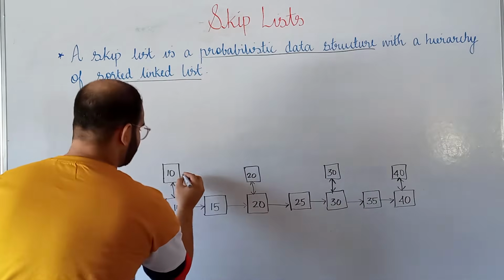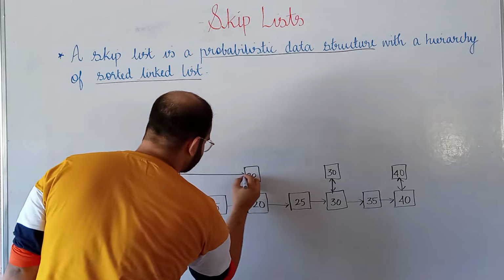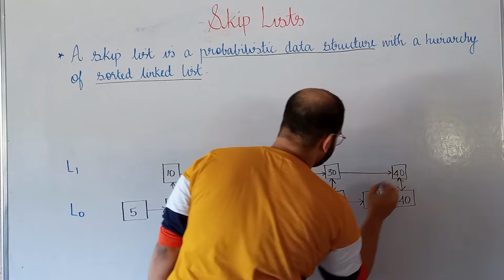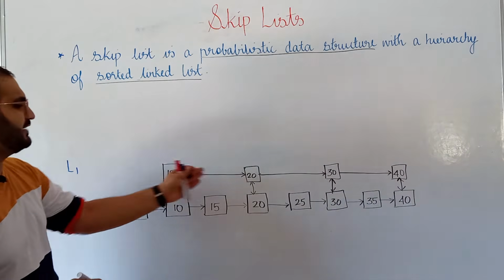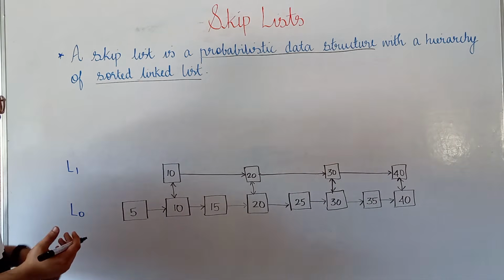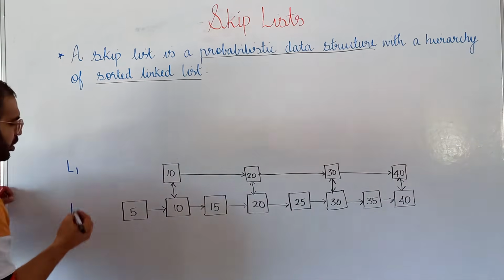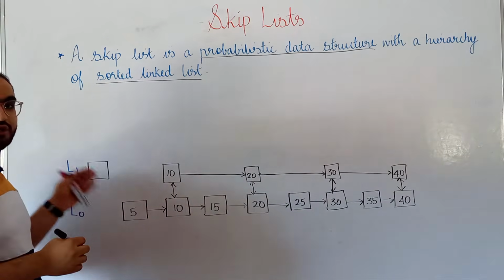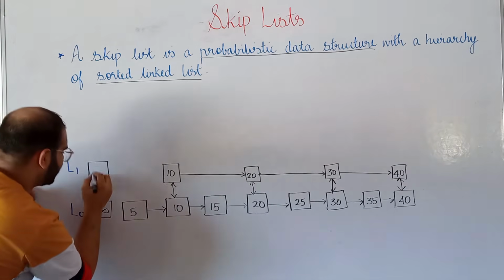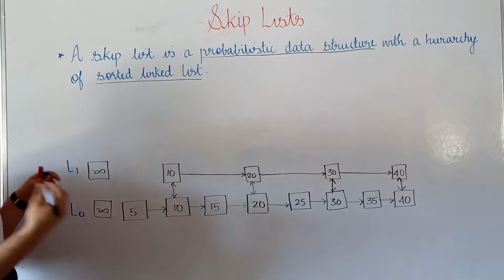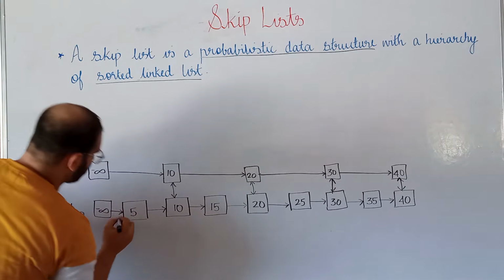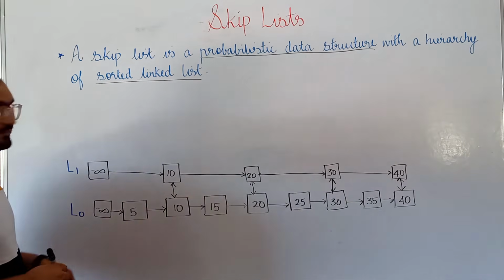Okay, so all these elements will be connected like how they are connected in a sorted linked list, because this is again a sorted linked list, right? So this is my L1, that is a sorted linked list. And let us say by default each and every sorted linked list that we are going to draw will have a node initially that is going to be minus infinity, right? Or you can also call it a head node, right? So each and every sorted linked list will have this node, right?